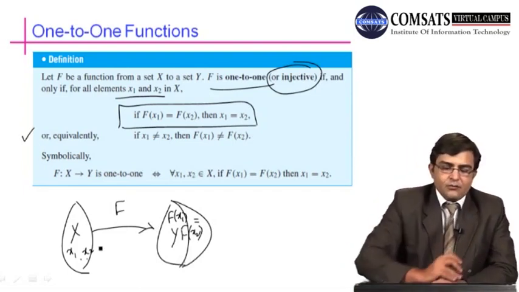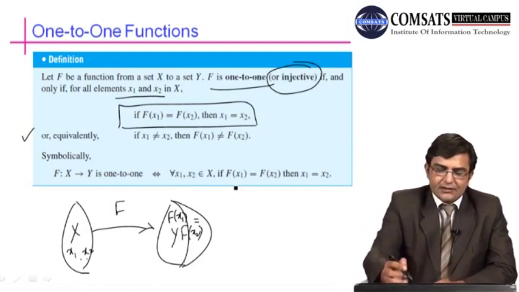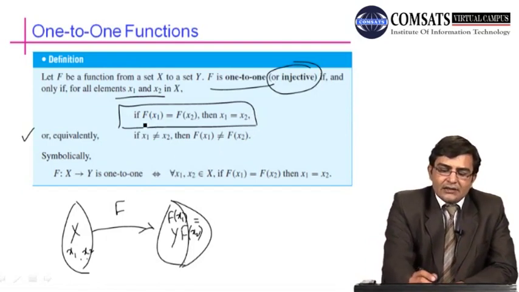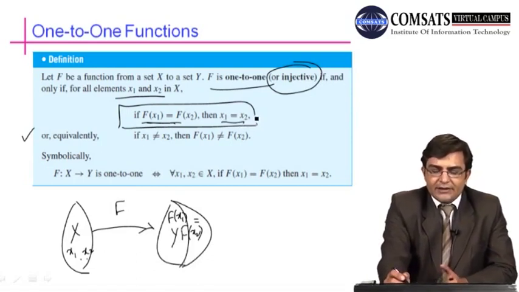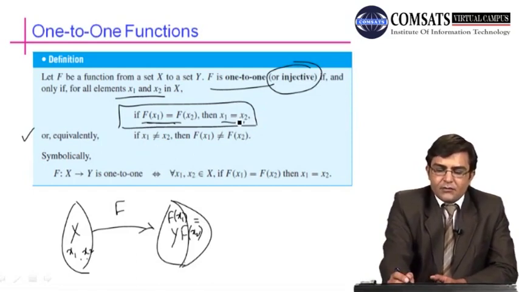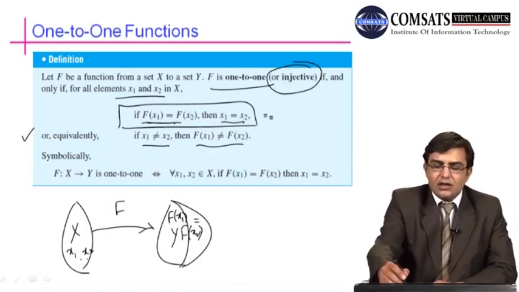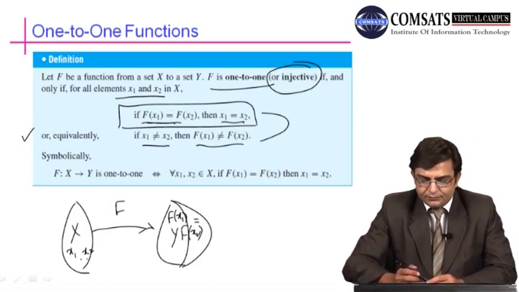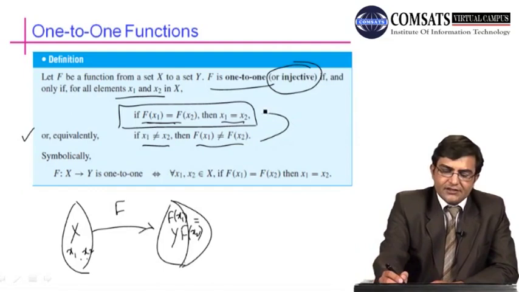Or equivalently, the converse or inverse, whatever you want to call it. In this definition, first we check the image. If there is one image, then the pre-image is one. This is how we can interpret it. Now, if x1 is not equal to x2, then f of x1 is not equal to f of x2. These two statements are logically equivalent. This is basically the contrapositive, the contraposition of this statement.